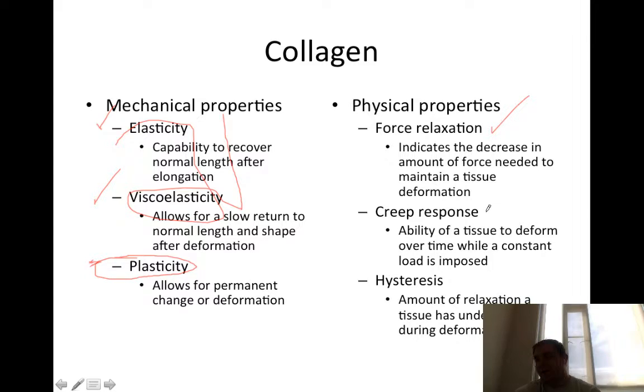The one I always think is weird is the creep response. Ability of a tissue to deform over time while constant load is imposed. So these two kind of go together. And plasticity, and I can never say this word, hysteresis. Hysteresis, the amount of relaxation a tissue has undergone during deformation. So these two kind of go together, plasticity and hysteresis.